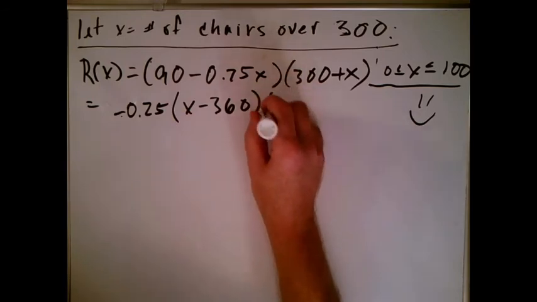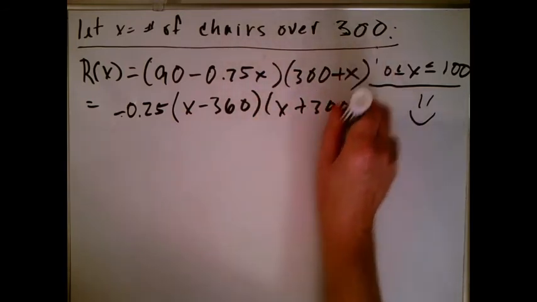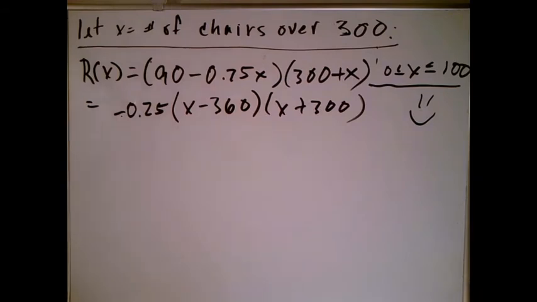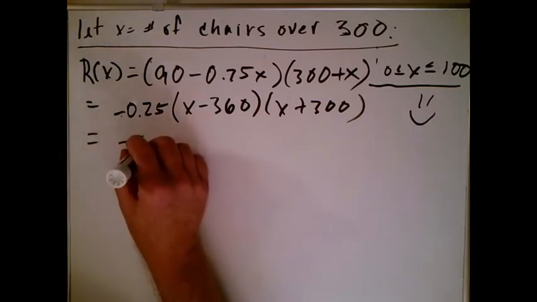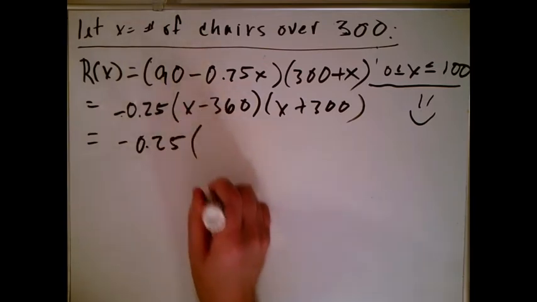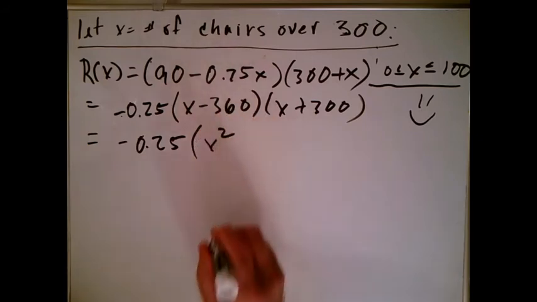So this is our function. Now I'm going to write this as x plus 300. It just feels more comfortable this way, not the way I came up with it. Now I want to take the derivative, and I could use the product rule, but at the moment I think I'm just going to multiply it out. Of course I'm not going to put the minus 0.25 back in. That's just a coefficient. I'm going to FOIL, so I get x squared, like that.